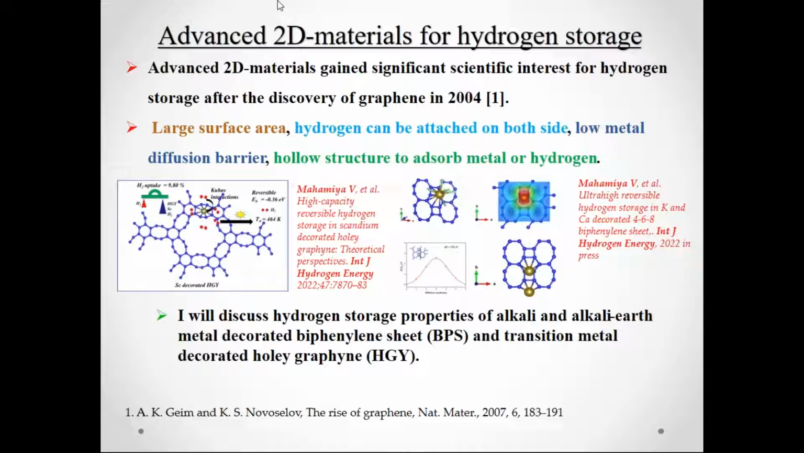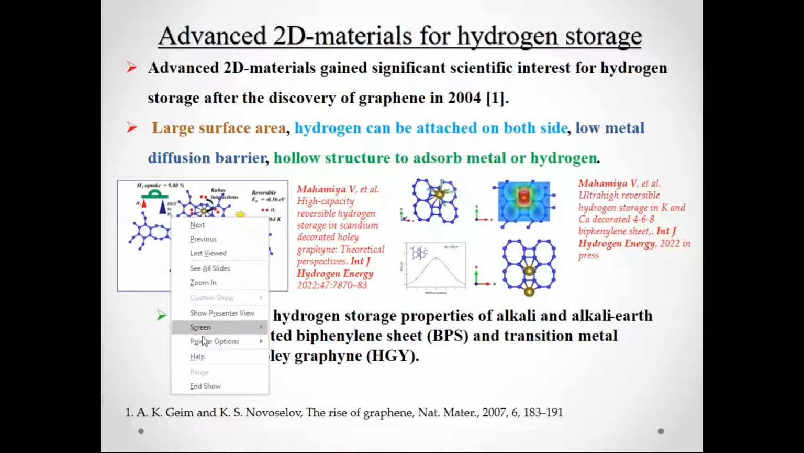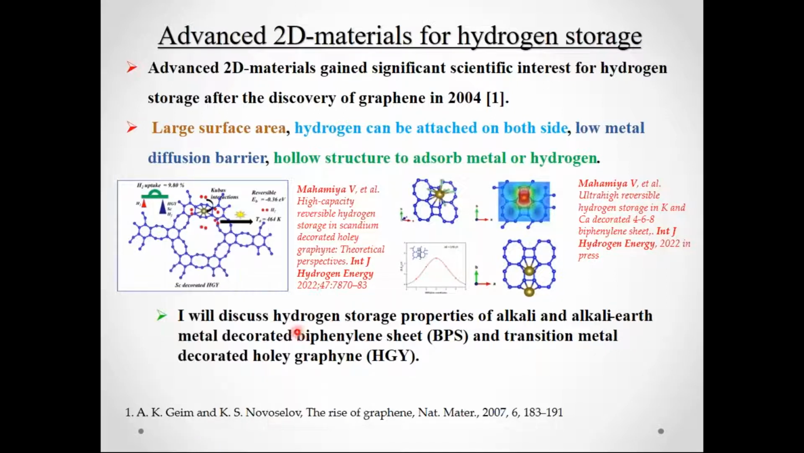In this presentation, I will discuss two of the systems on which I have worked. The first is the recently synthesized holey graphene structure, and the other is the biphenylene structure. These two materials have been experimentally synthesized, and I have explored them for hydrogen storage by decorating them with transition metals as well as alkali and alkaline earth metals.